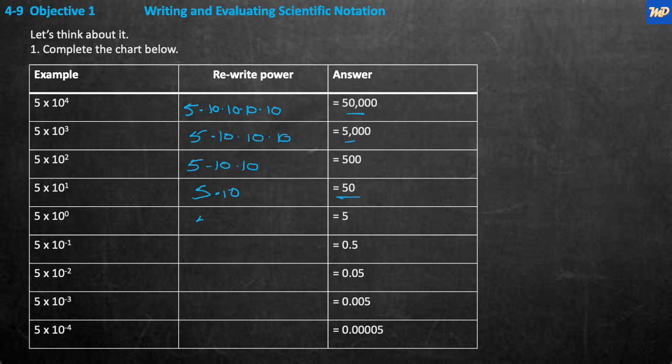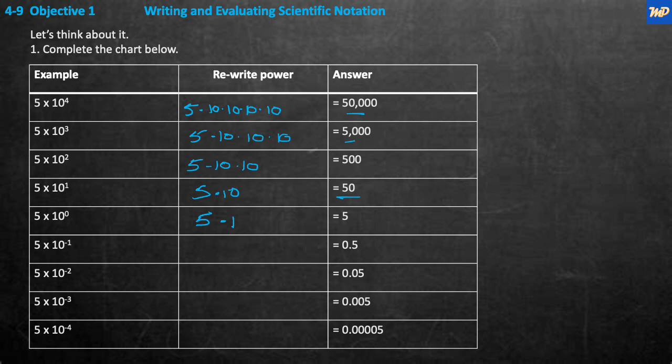5 times 10 to the 0. And what is 10 to the 0? Well, look at it: with 4 tens, 3 tens, we had 4 zeros, 3 zeros. Finally, no zeros. So it's times 1. 5 times 1 is 5.